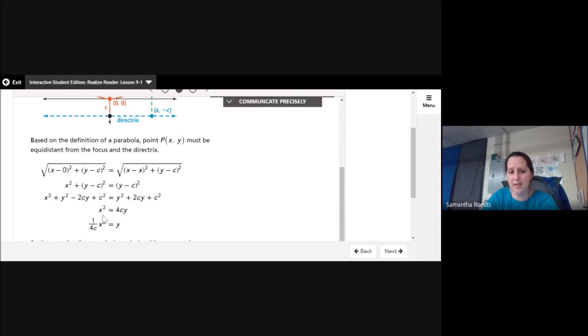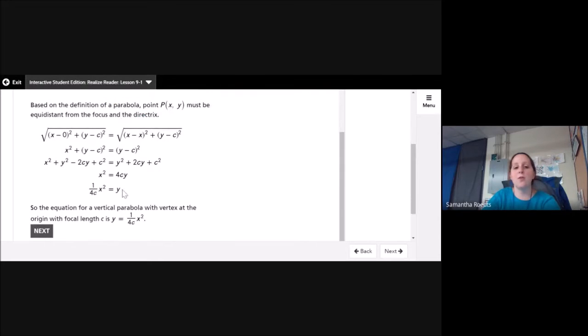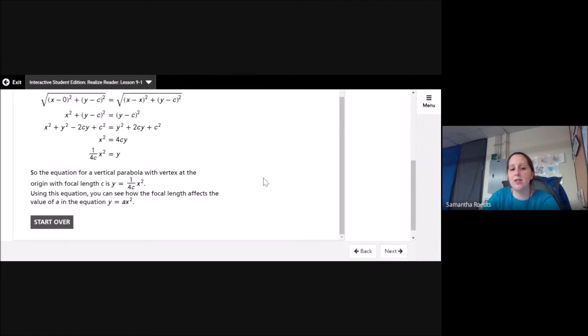When I simplify to get x squared on one side and y on the other, I get x squared equals 4cy. I solve for y, and I get 1 over 4c times x squared equals y. So the equation for a vertical parabola with vertex at the origin with focal length c is y equals 1 over 4c x squared. Using this equation, you can see how the focal length affects the value of a in the equation y equals ax squared.